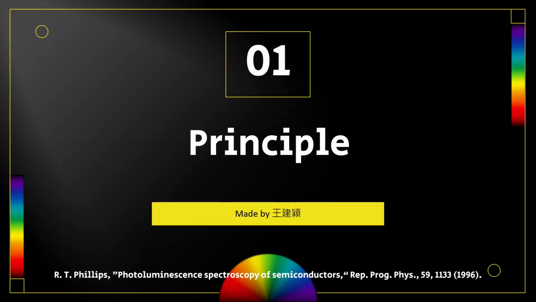The first part is about the principle. In this section, I will introduce the fundamental principles of photoluminescence spectroscopy, or so-called PL. I will explain how PL occurs, what electronic processes take place inside a material, and why PL can be used to probe band structures and defects in semiconductors.